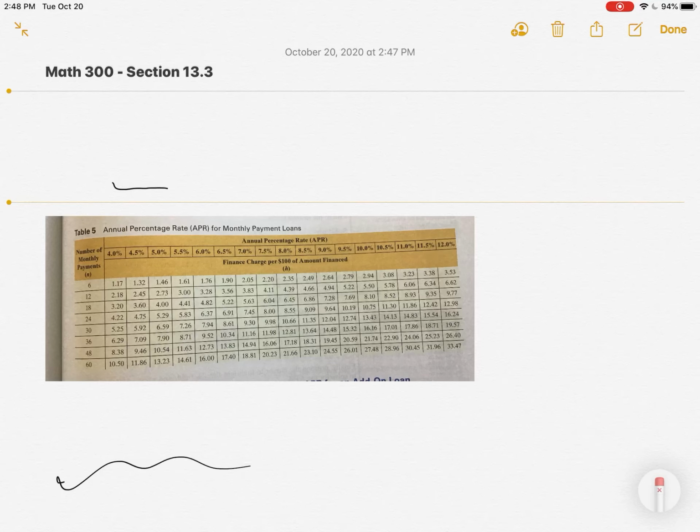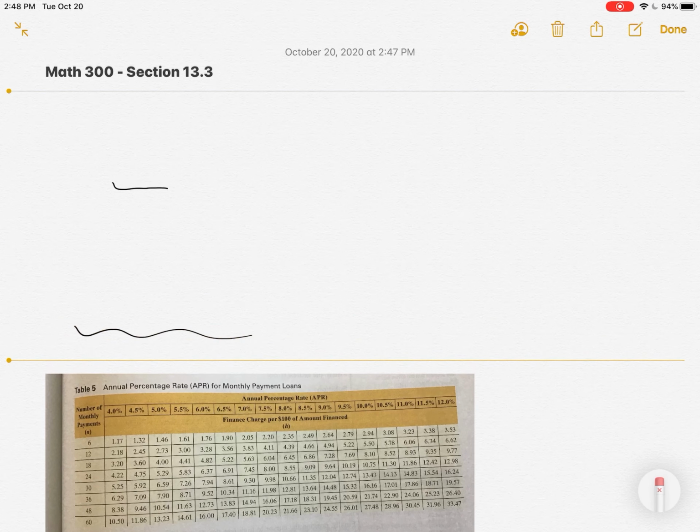Welcome to section 13.3, and here in this section what we're going to be learning about is what's called truth in lending.